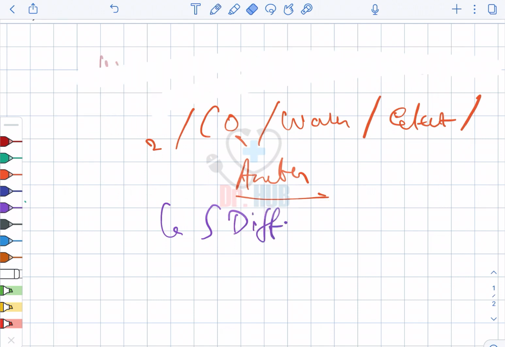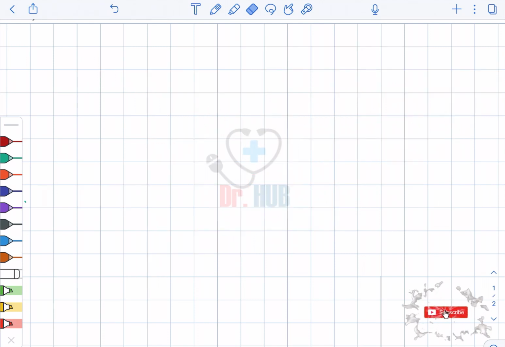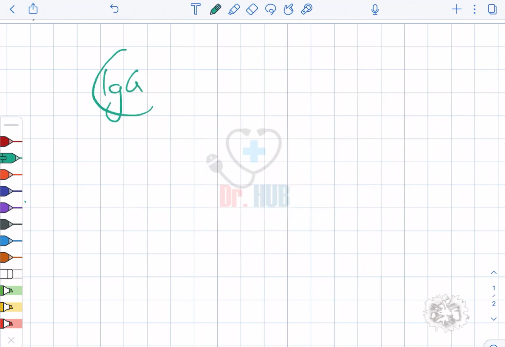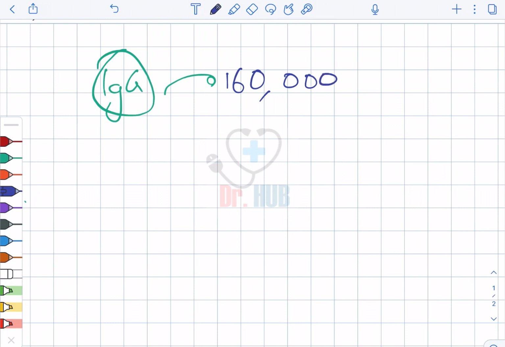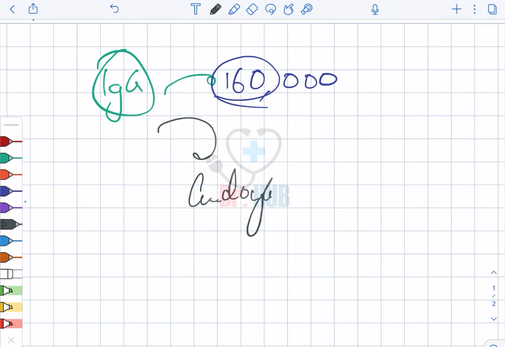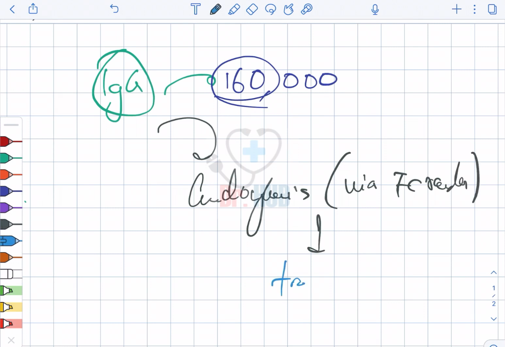Next, the immunoglobulins such as IgG. IgG has a molecular weight of about 160,000. Looking at the mechanism, it is by endocytosis, via the Fc receptors in the trophoblast.